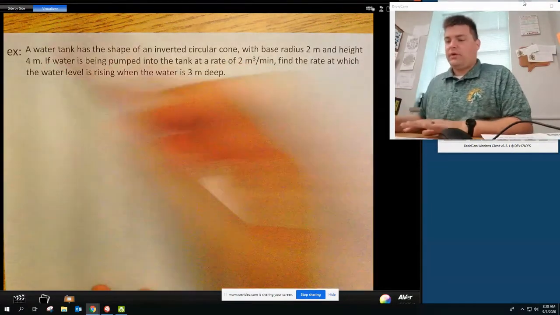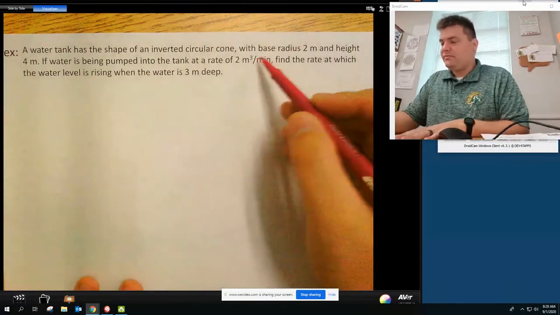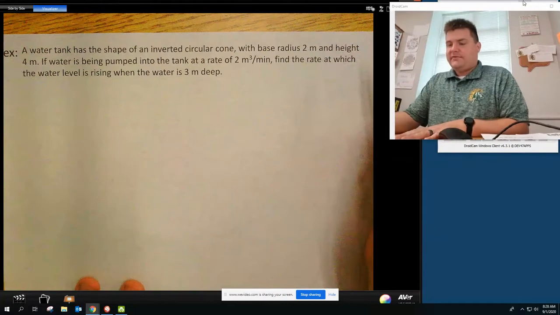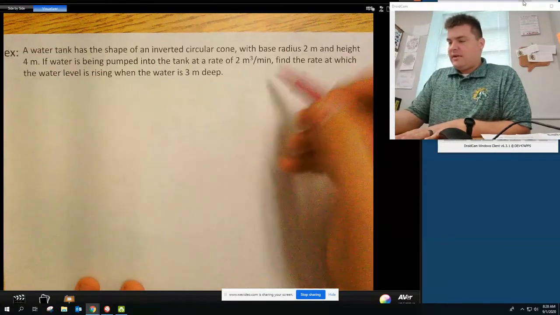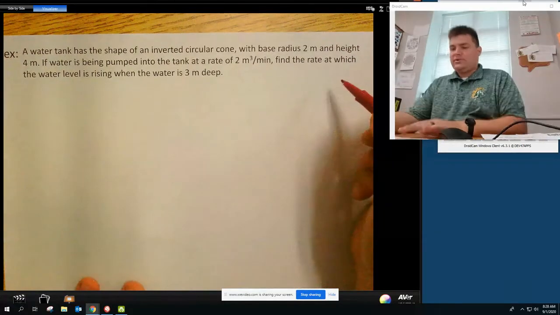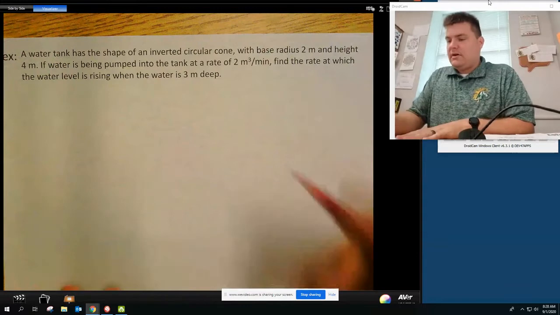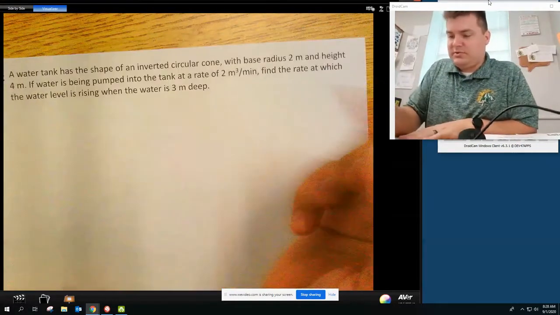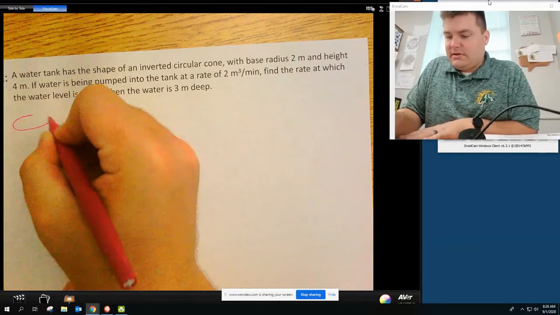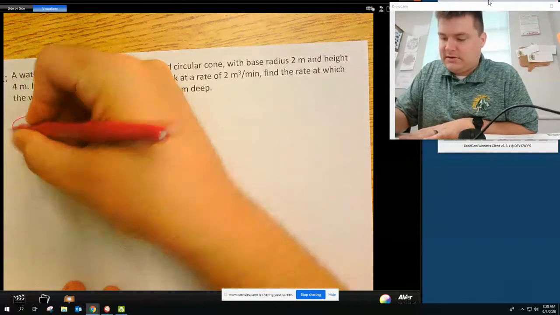So there you go. A water tank in the shape of an inverted circular cone with a base radius of 2 and a height of 4. If the water is being pumped into the tank at a rate of 2 meters cubed per minute, find the rate at which the water level is rising when the water is 3 meters deep. So the first thing we're going to do here is draw a picture. So we have some type of inverted cone. So this is what an inverted cone looks like.